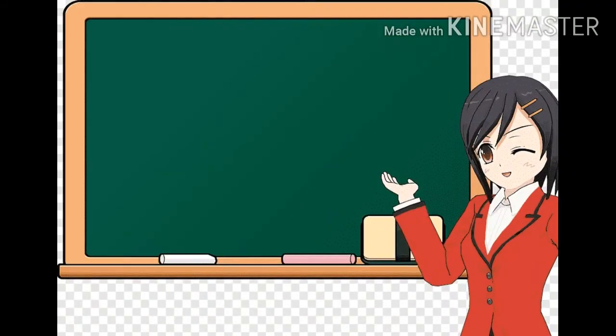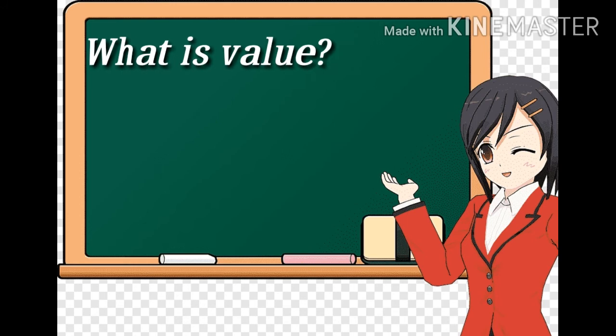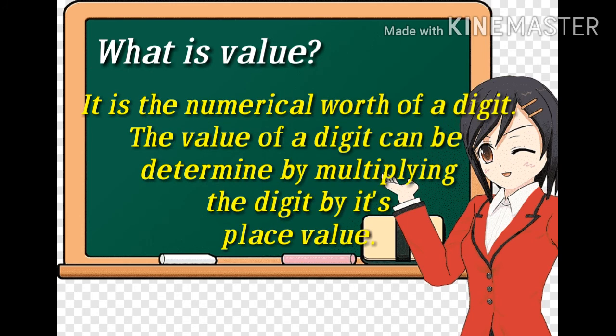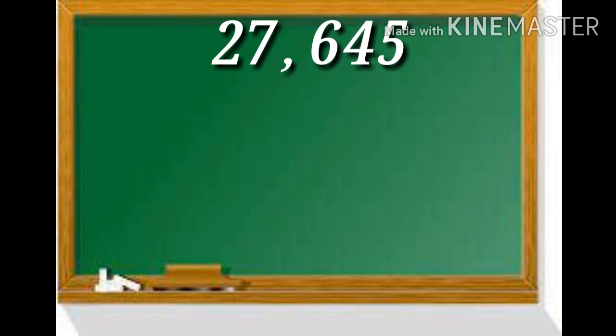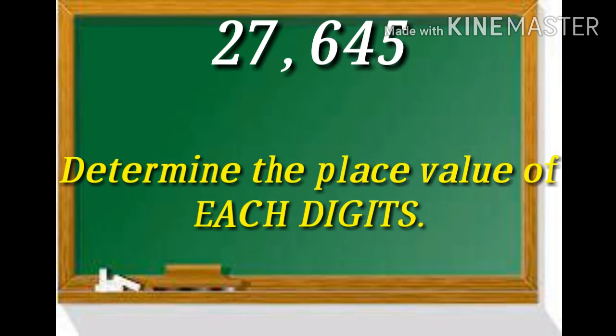Now, let us proceed. What is value? Value is the numerical worth of a digit. The value of a digit can be determined by multiplying the digit by its place value. For example, to get the value of each digit in 27,645, first, we need to determine the place value of each digit.